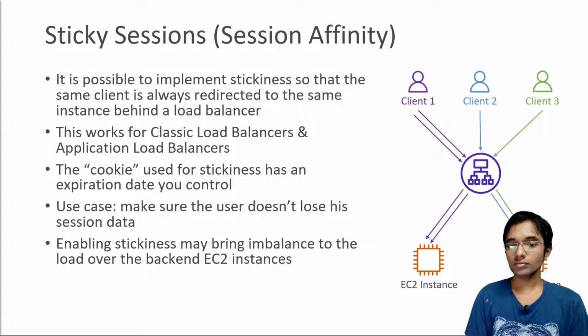If client 1 makes a request and it goes to the first EC2 instance, that means when client 1 makes a second request to the load balancer, it will go to the same instance. This is a different behavior, where usually the application load balancer will spread all the requests across all the EC2 instances. Now for client 2, if it talks to the second instance, then all its requests will go to the second instance, and the same for client 3. This behavior can be enabled for the classic load balancer and the application load balancer.